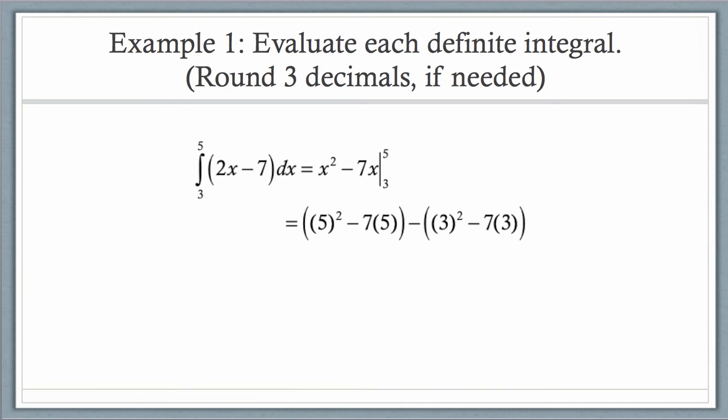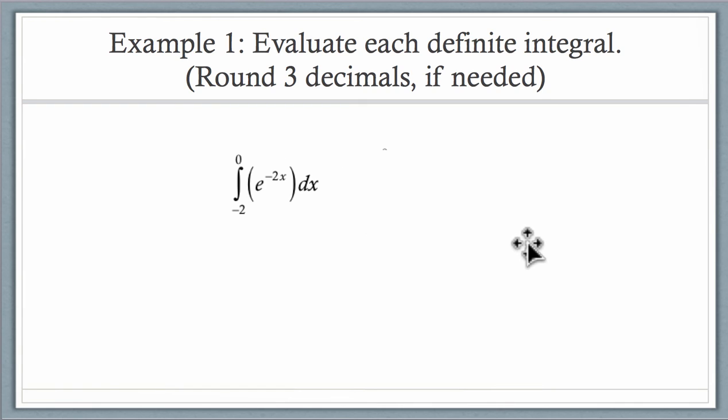So I start by evaluating this antiderivative at 5. So I plug in 5 in for x. Then I subtract that from what my function value of the antiderivative is at the value of 3. I end up with negative 10 minus a negative 12, which gives me a positive 2.